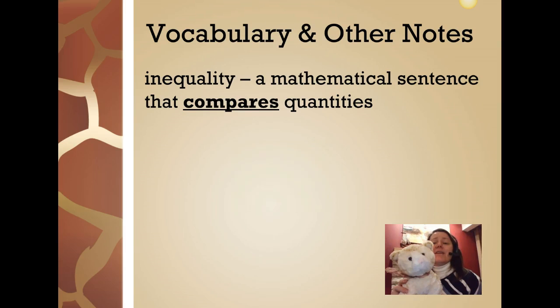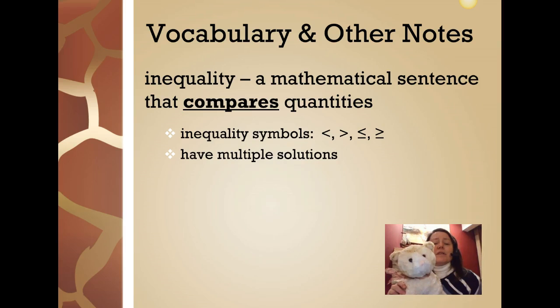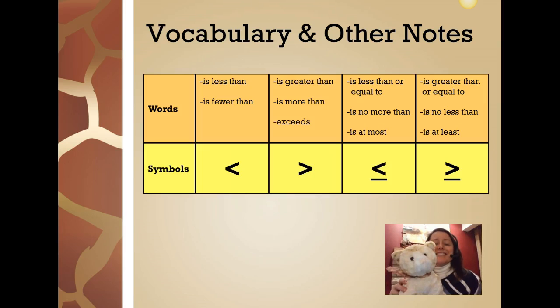An inequality is a mathematical sentence that compares quantities. This is different from an equation that sets two expressions equal to each other. There are four inequality symbols. They are less than, greater than, less than or equal to, and greater than or equal to. Inequalities have multiple solutions, and quite often they have an infinite number of solutions.